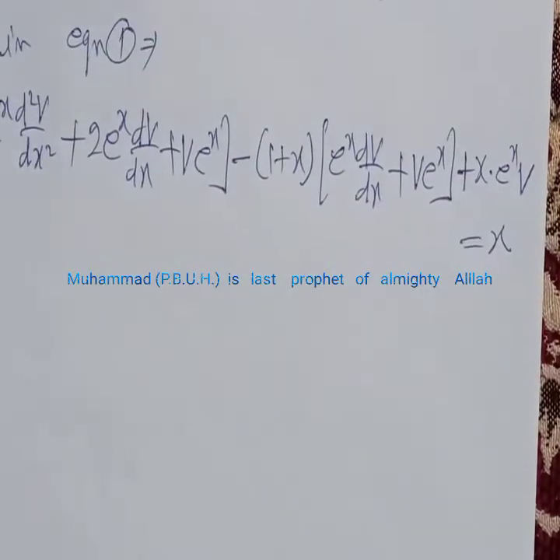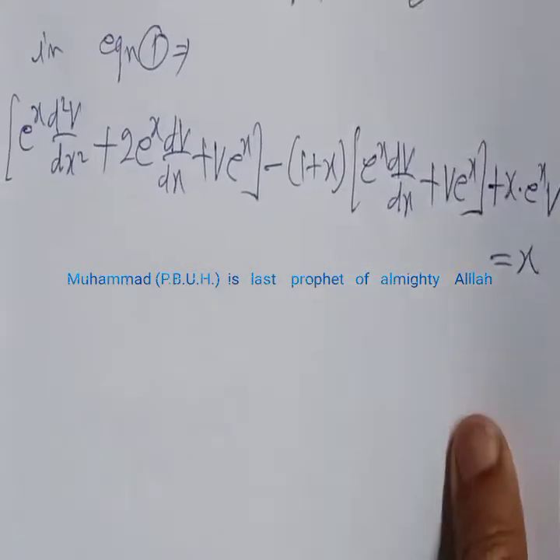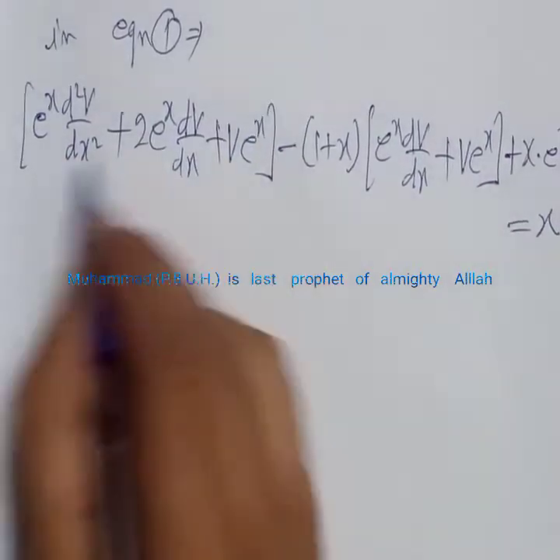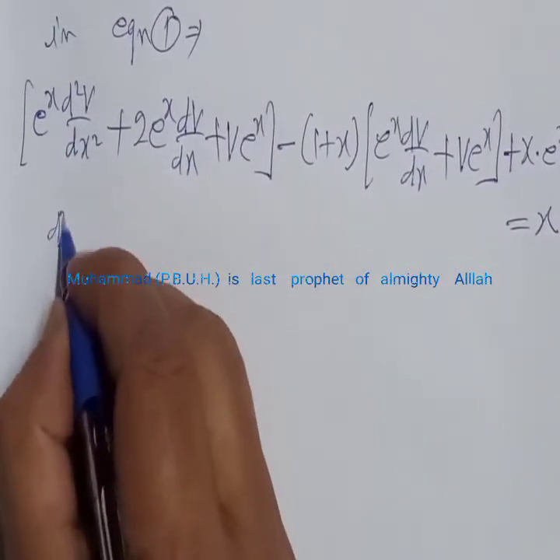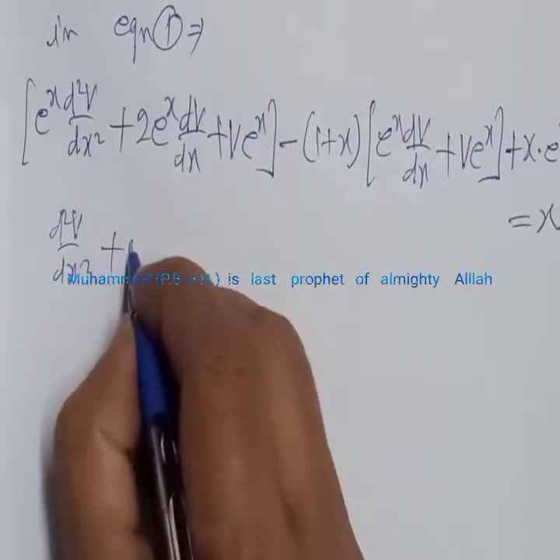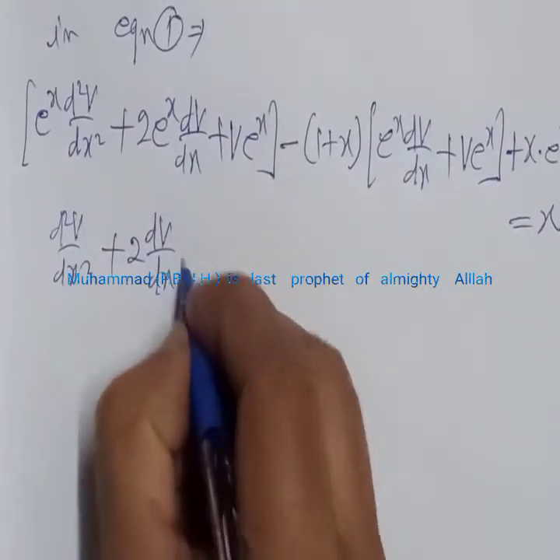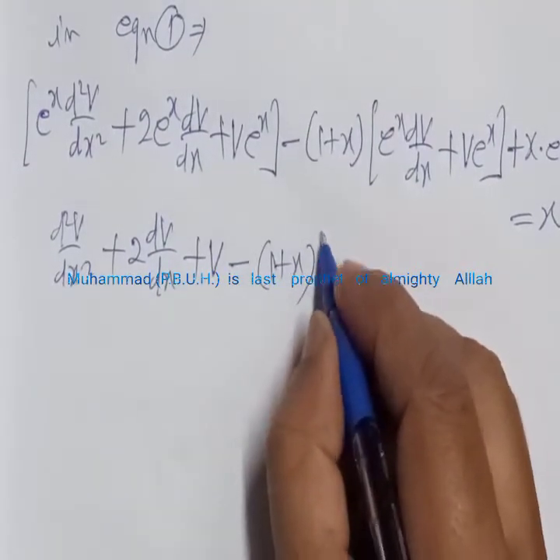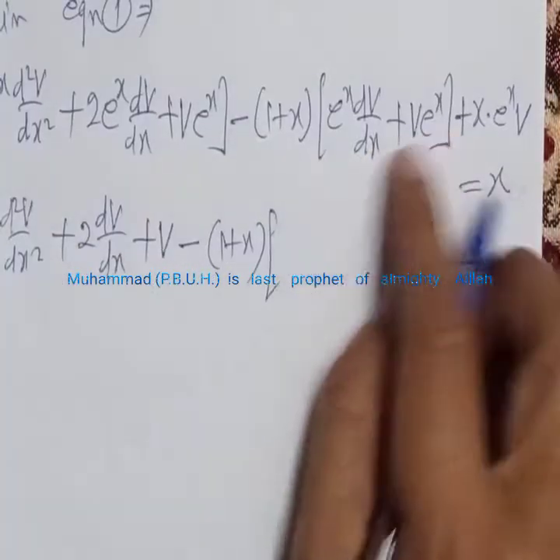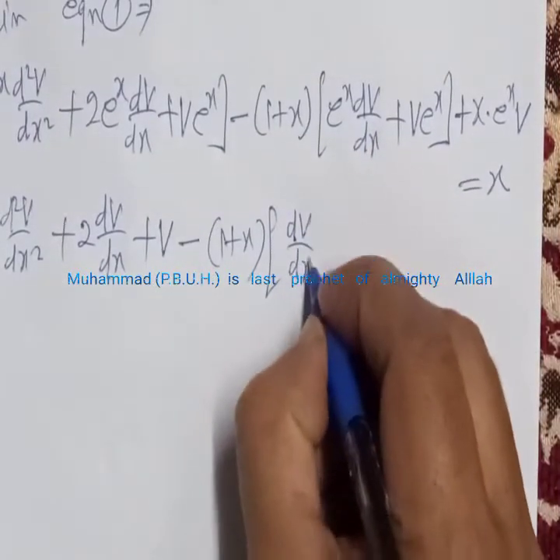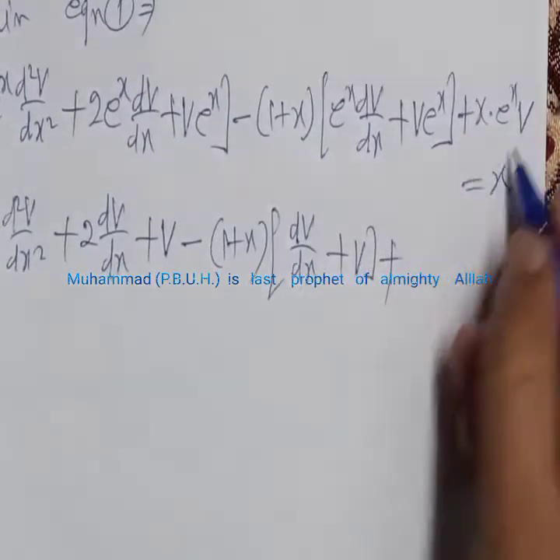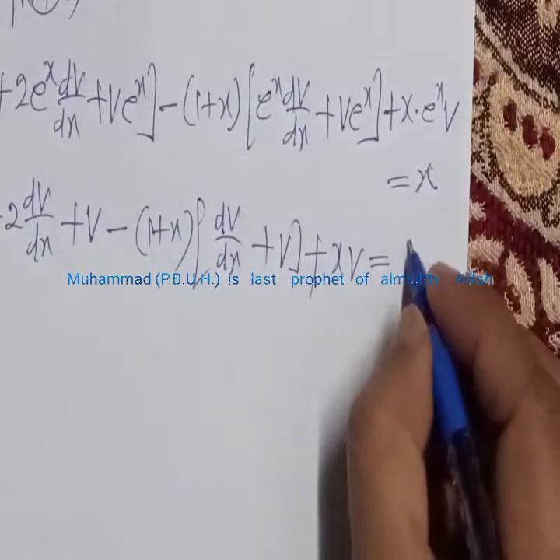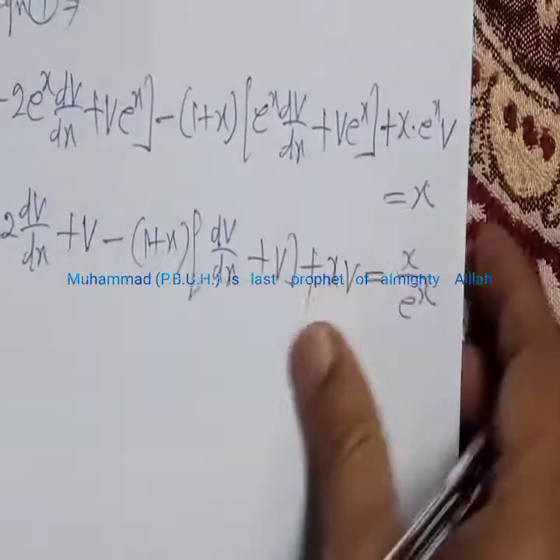First of all, we divide the whole equation by e to the power x, because e to the power x is present in all three terms in here. So we get d2v over dx square plus 2 times dv over dx plus v, and minus 1 plus x. Also, these two terms divided by e to the power x, we get dv over dx plus v, and this term also divided by e to the power x, we get xv, and the right hand side x divided by e to the power x.